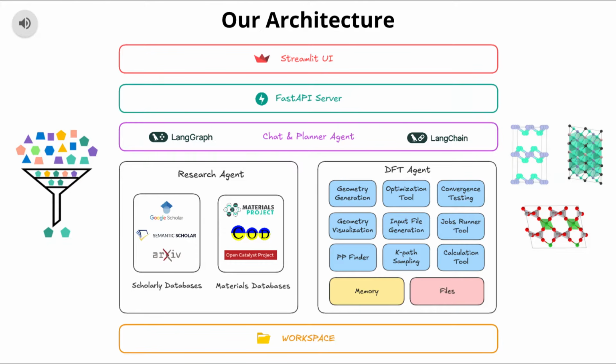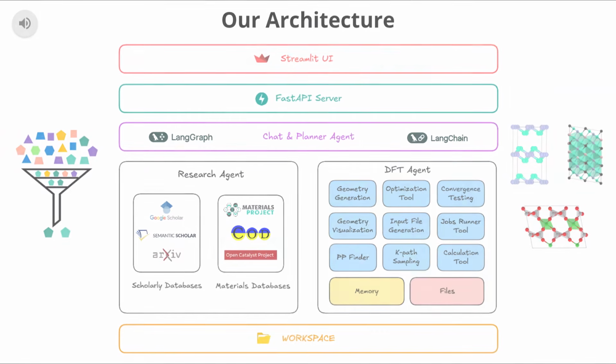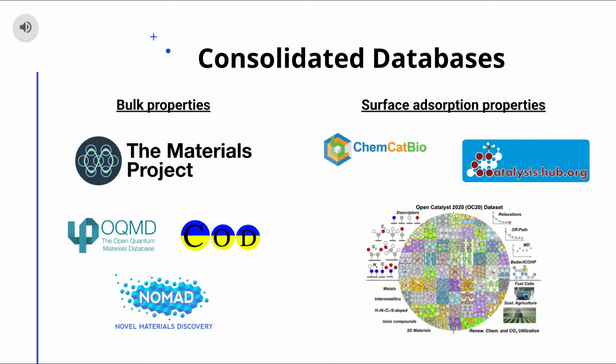And that leads to the chat planner, which provides a conversational layer answering questions about workflow, status updates, and troubleshooting tips. Now, going into the core of our research agent, it taps into multiple scholarly and materials databases, where for scholarly, we have arXiv, Google Scholar, and also Semantic Scholar databases to extract relevant information and calculation parameters. Now, for materials databases, we have the Materials Project, OQMD, COD, NOMAD, and other bulk property databases.